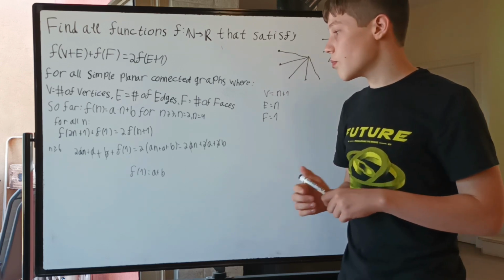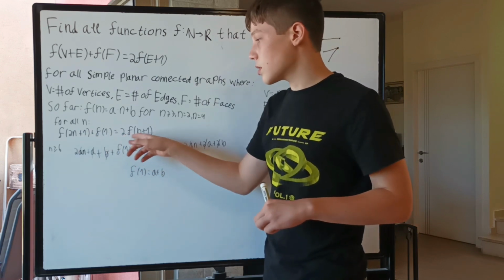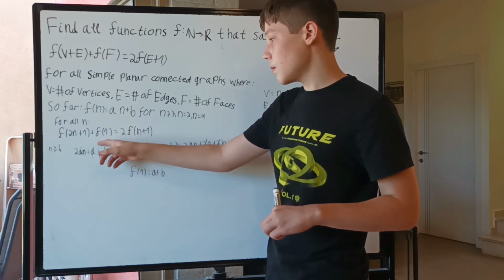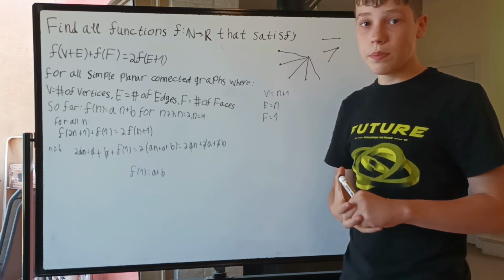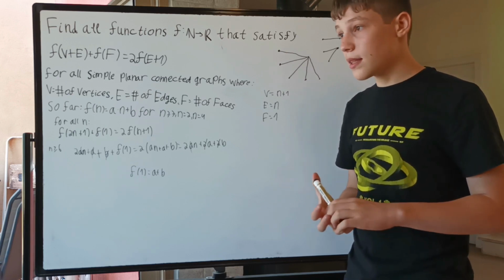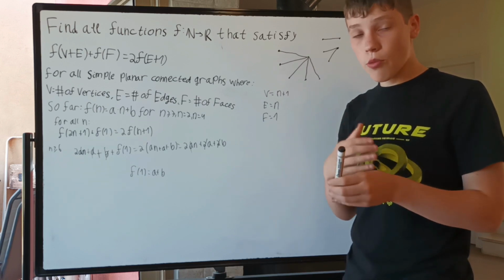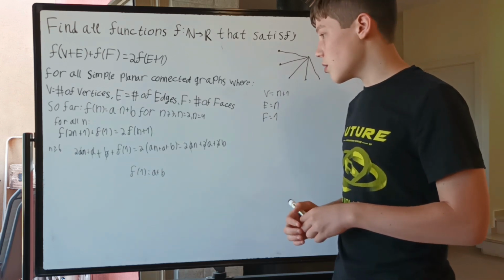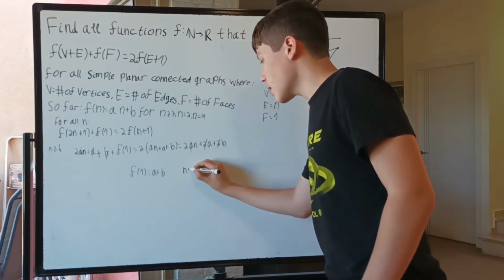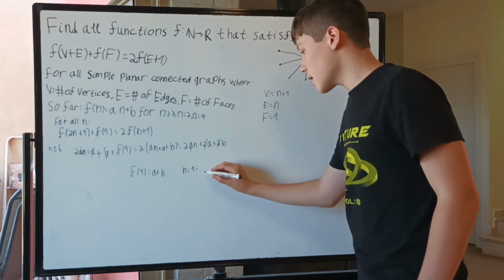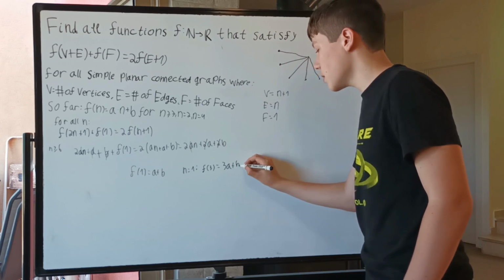To take care of 3, we can plug into here n is equal to 1, and we get f of 3 is equal to 2 times f of 2 minus f of 1. We know what f of 2 is, it's 2a plus b, and f of 1 is a plus b. So we get that 2f of 2 minus f of 1, with a little bit of algebra, is 3a plus b. And so, after plugging in n is equal to 1, it gives us f of 3 equals 3a plus b.